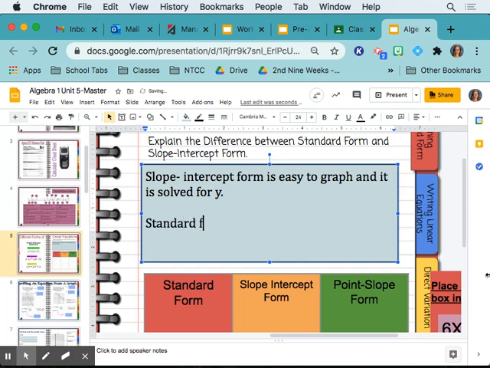And then standard form has x and y on one side and set equal to a number.